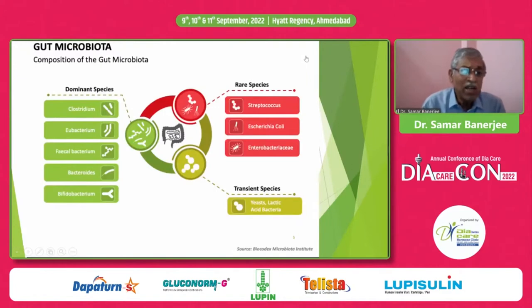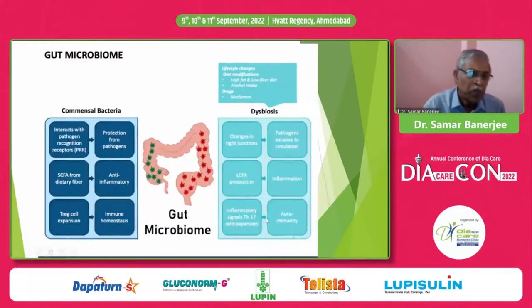So more Akkermansia means control of the blood sugar. This is about gut microbiota composition. Dominant species are Clostridium, Eubacterium, Faecalibacterium, Bacteroidetes, and Bifidobacterium. Rare species: Streptococcus, Escherichia coli, Enterobacteria, transient species, yeast, lactic acid bacteria.